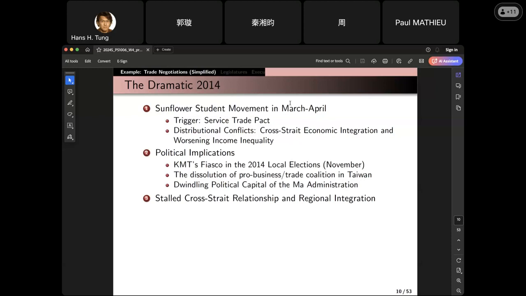So the losers back then, of course, were trying to stop the trade pact, the service trade pact, by mobilizing socially and politically. And so that was another important background back then. There was this distributional conflict, the fight between the winners and losers, and also the worsening income inequality here in Taiwan.